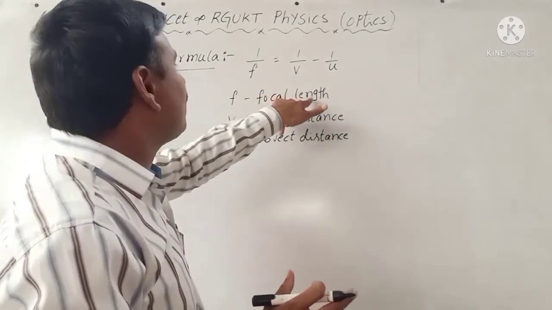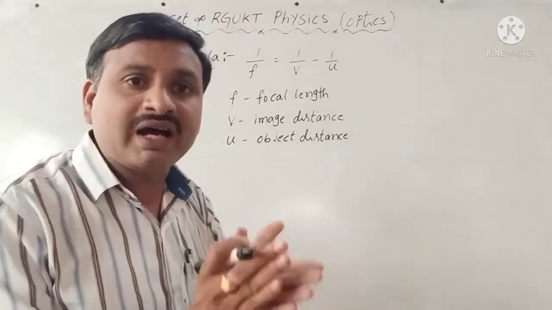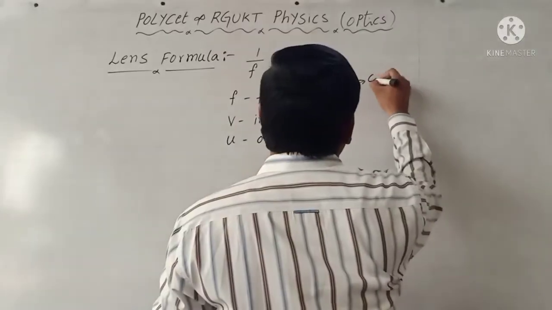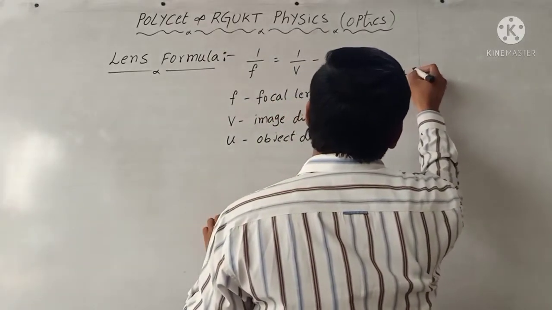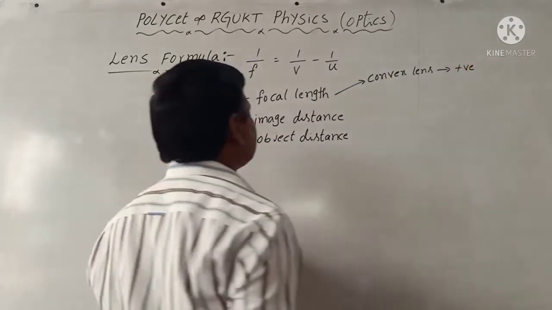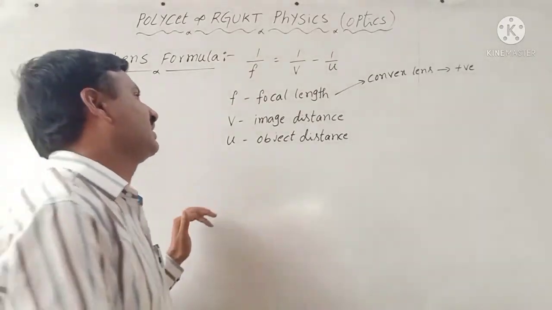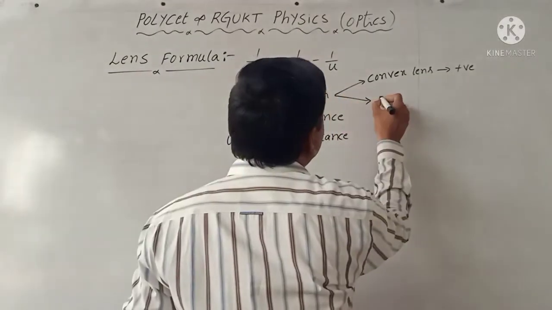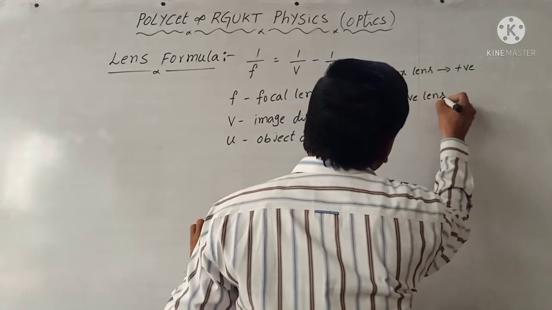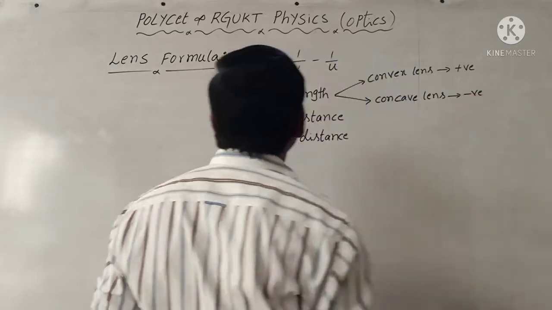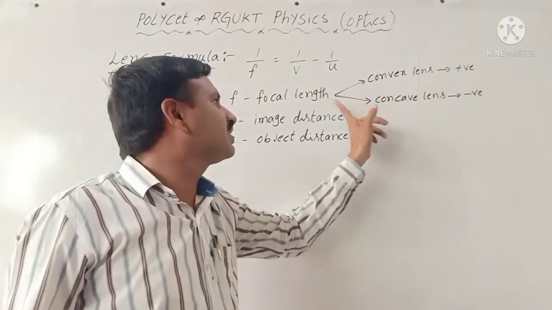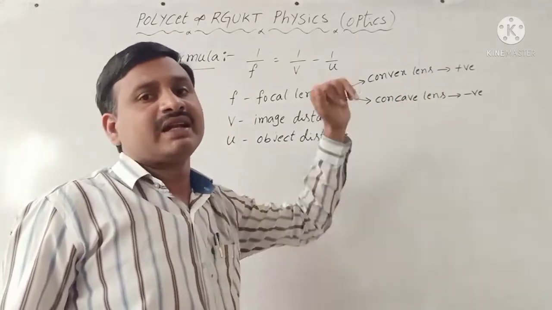So where is focal length taken positive and where is it taken negative? Especially in a convex lens, the focal length of a convex lens is positive and the focal length of a concave lens is negative.